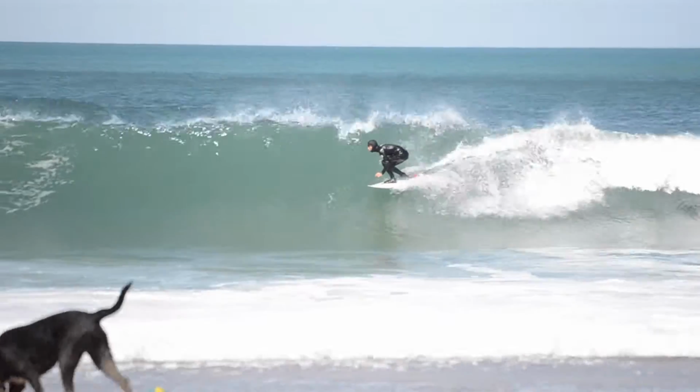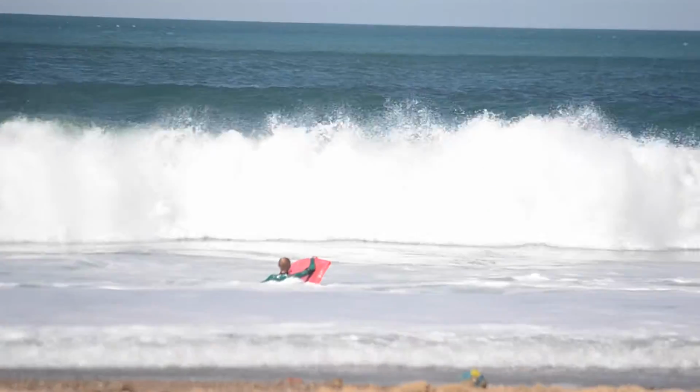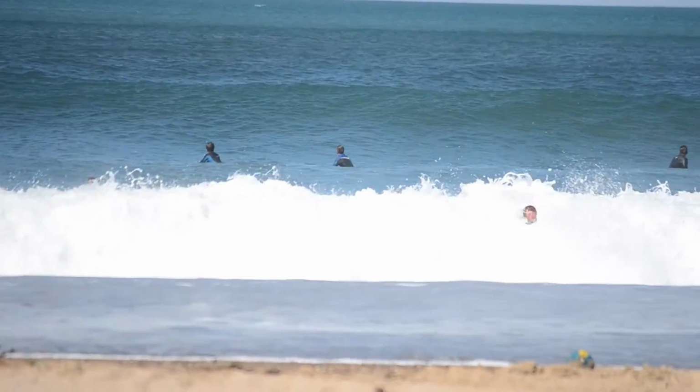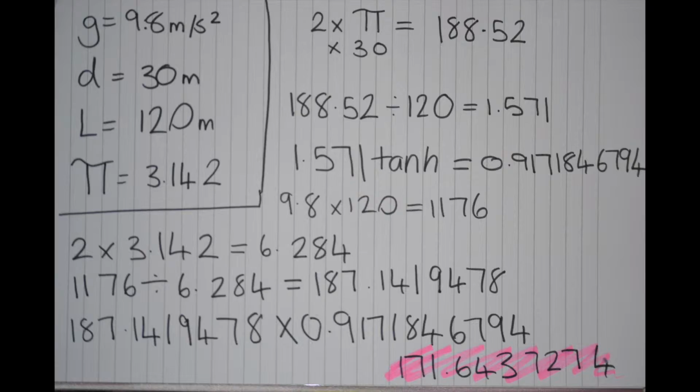We are now going to look at an example of how to do a wave equation. For example, if a wave was travelling in water 30 metres deep and it had a wavelength of 120 metres, you'd use the wave equation to calculate speed in metres per second. And this is how you'd do it. Gravity is always equal to 9.8 metres per second squared. We already know the depth and the wavelength, and pi is always 3.142.